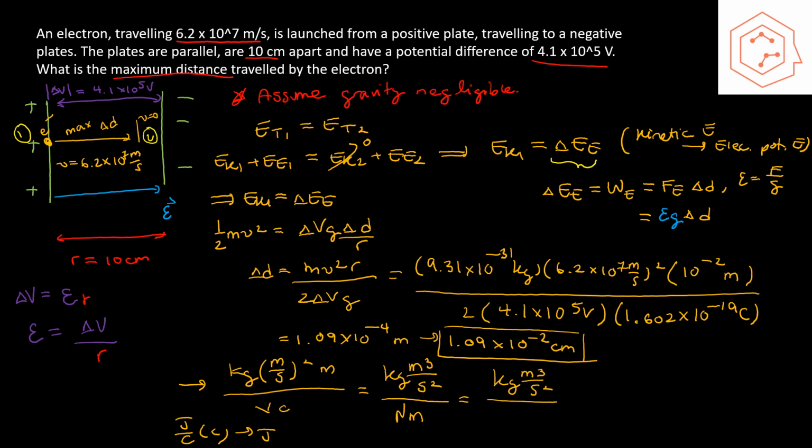A Newton is a kilogram meter per second squared times meter. So this second squared cancels with this second squared. These 2 meters cancel with 2 of these meters. Kilogram cancels with kilogram, and so we're left with 1 meter at the end.